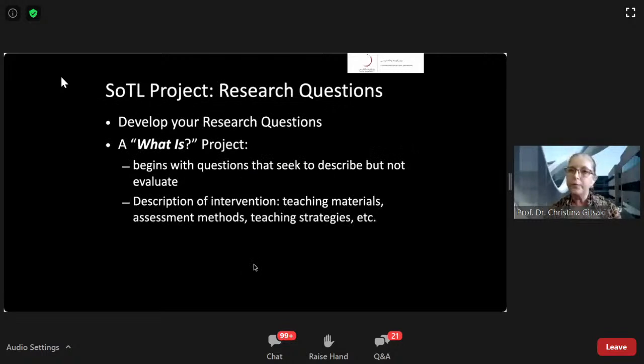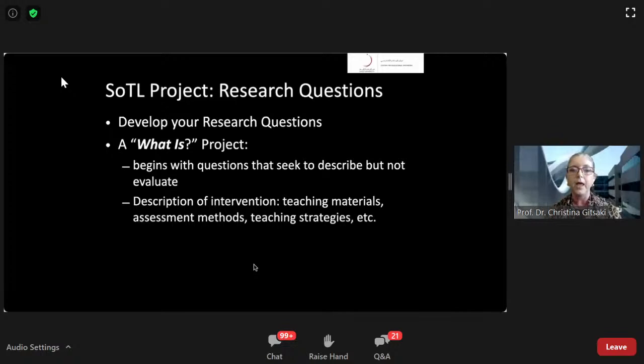There are two kinds of projects that our faculty engage in. One is a What Is project. In this project, they design an intervention, but the focus is on talking about the materials that they developed and used in the classroom, and how they integrated those materials within the syllabus or within the curriculum.